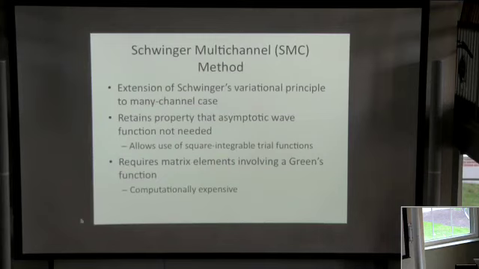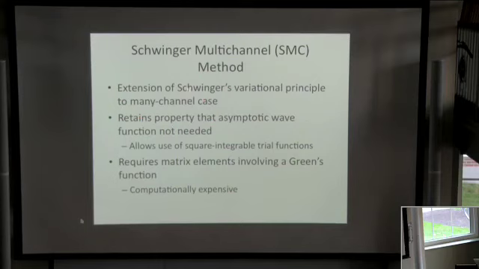In response to that, we developed a method which was an extension of a method introduced way back by Schwinger. We call it the Schwinger multichannel method. It's an extension of Schwinger's variational principle to the many-channel case. The original Schwinger principle was restricted essentially to elastic collisions, and we wanted to extend it to inelastic collisions. The method we developed retains the critical property of the original principle introduced by Schwinger, that the asymptotic wave function need not satisfy the scattering boundary conditions.